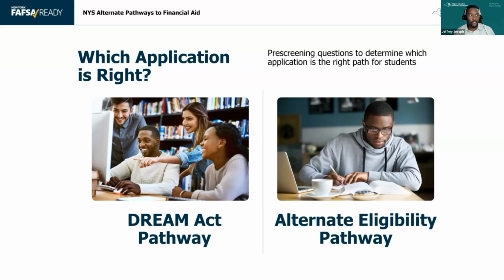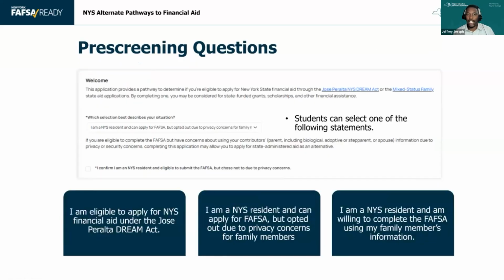So now we've introduced what's called pre-screening statements. These are three statements that will dictate which application a student should fill out. You'll see here that there are hyperlinks to our program pages. So if a student is not aware of the actual requirements for the DREAM Act, for the alternate pathway, or for FAFSA, they can go and look at those hyperlinks and bring up those pages, and it'll have the requirements for citizenship, the education requirements for each one, and kind of point them to where they should go.